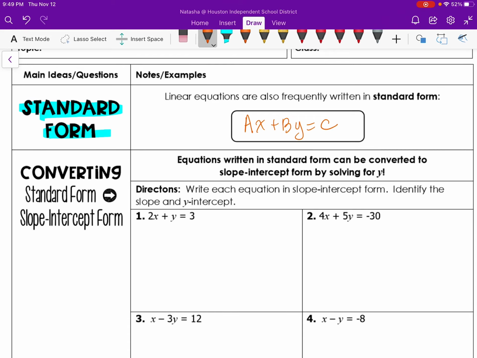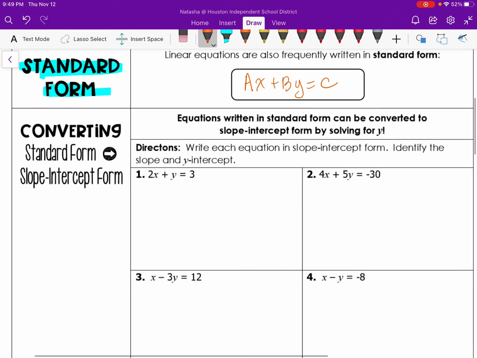I will do a separate video on converting standard form into slope-intercept form a little bit later on. All right, a lot of times in mathematics, and especially in algebra, we need to convert standard form to slope-intercept form.